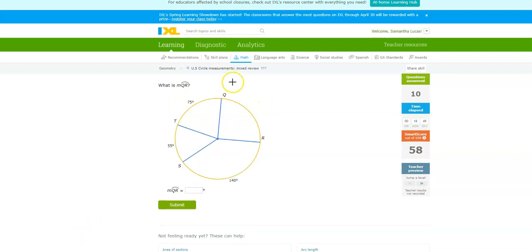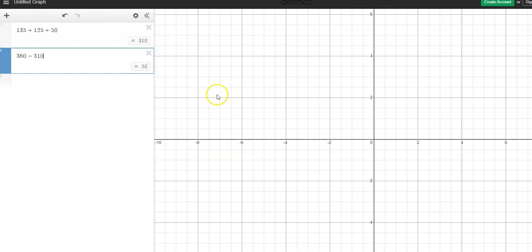Okay, with this next question, it's asking us for the measure of arc QR, and we know it's asking us for the arc because it's got this little arc symbol on top. Again, the measure of arc QR is just going to be 360 minus all the other arcs in the circle, because the circle must add up to 360. So I'm going to go to the Desmos calculator, and I'm going to add 75, 55, and 140. I know I get 270. I'm going to subtract that from the entire circle measurement of 360, and I'm going to get 90 degrees.